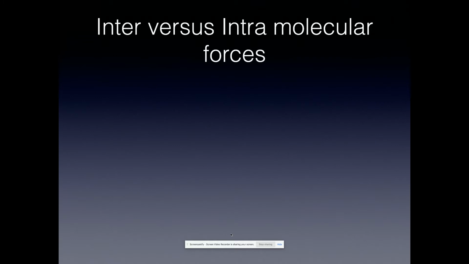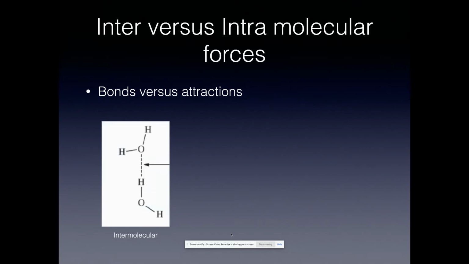So we should distinguish then between inter and intramolecular forces. This is basically us distinguishing between bonds and attractive forces. So this is an intermolecular force, hydrogen bonding specifically. It goes between the first water molecule and the other water molecule. Now, I chose this diagram specifically because it is part of a former AP exam multiple choice question. Okay?